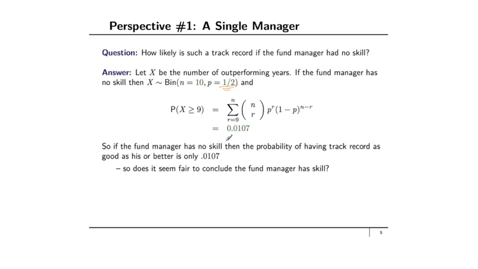So therefore, if the fund manager has no skill, then the probability of having a track record as good as his or better is only 0.0107. So at this point you might think it's fair to conclude that the fund manager does indeed have skill. After all, you could think of this in a statistics setting. For those of you who are familiar with statistics, you'll be aware of the concept of a p-value, and usually a p-value that's less than or equal to 0.05 would be assumed to be significant. So we've got a p-value here, if you like, of 0.0107. This seems significant. It seems unlikely in this case that the fund manager has no skill, given the track record of 9 successful years out of 10. So that's the first perspective we're going to take.